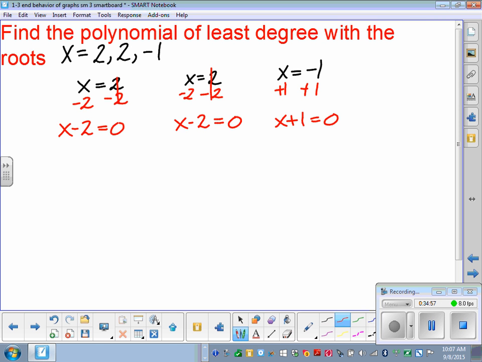Before we split them up, we had them together. The zero product property allowed us to split them up, but we can pull them back together. So we'll have x minus 2 times x minus 2 times x plus 1. That whole thing is equal to 0.